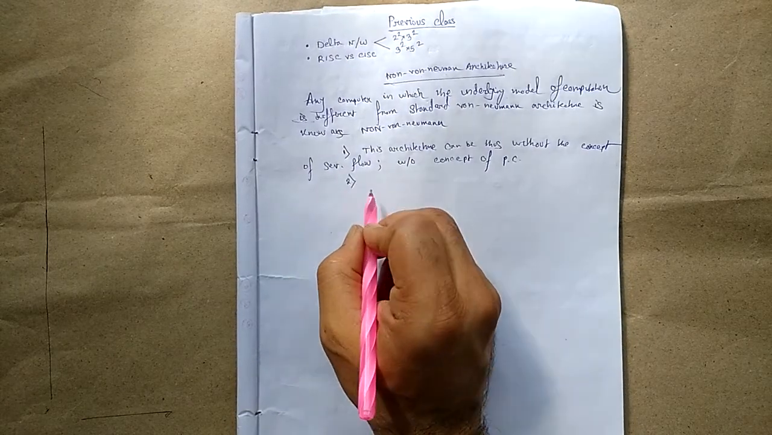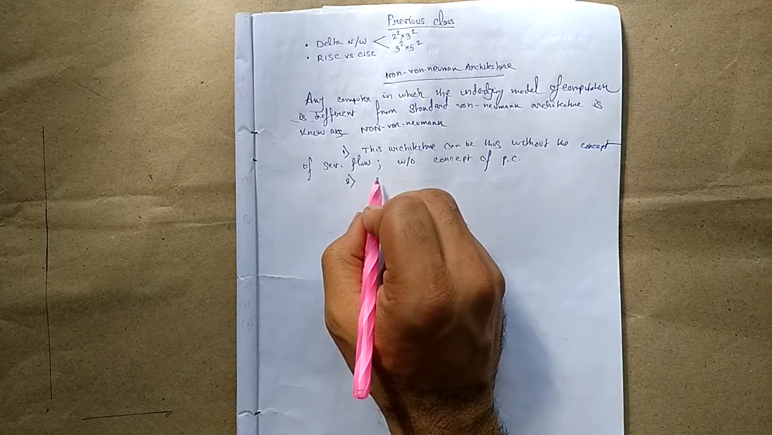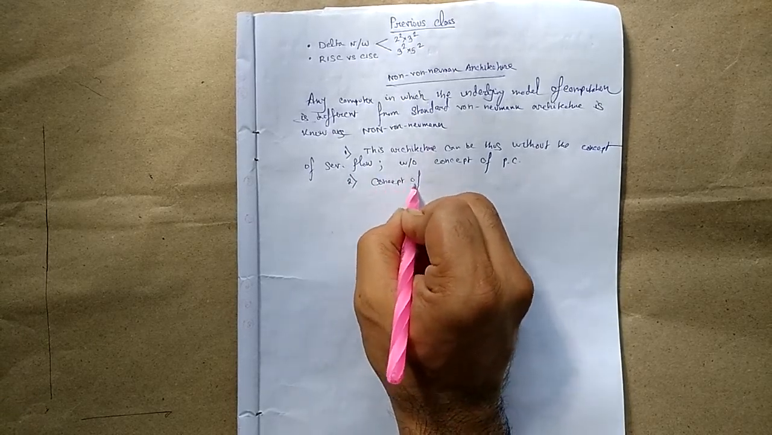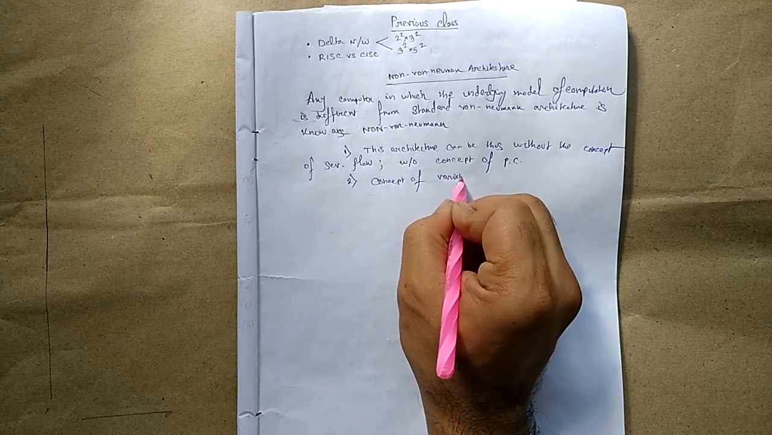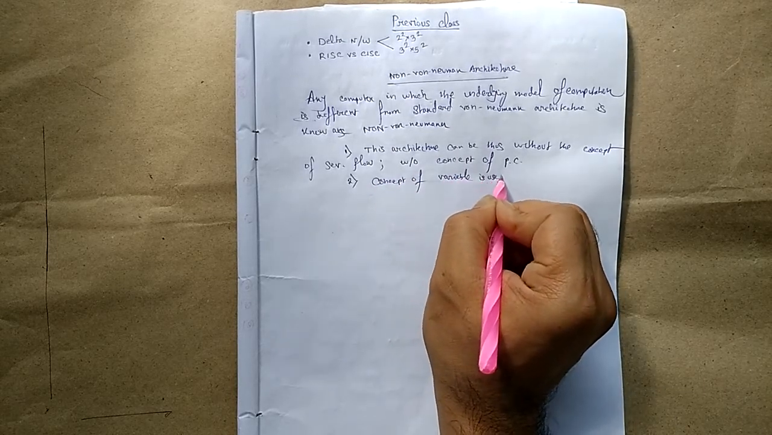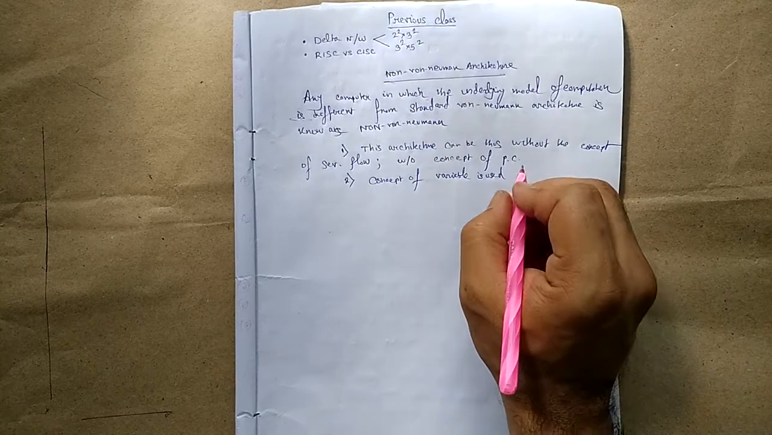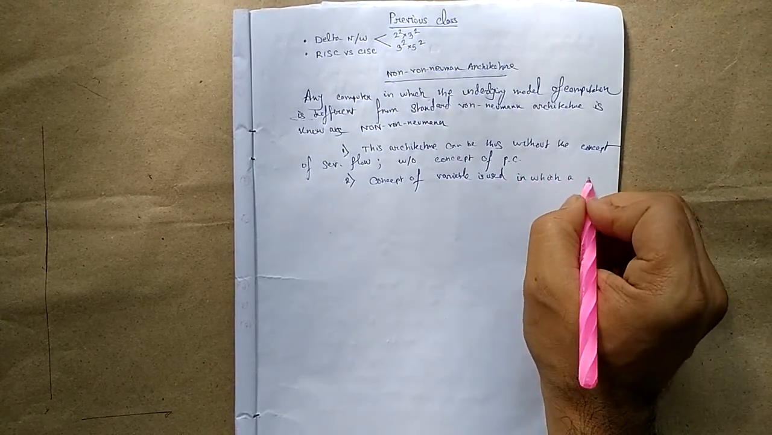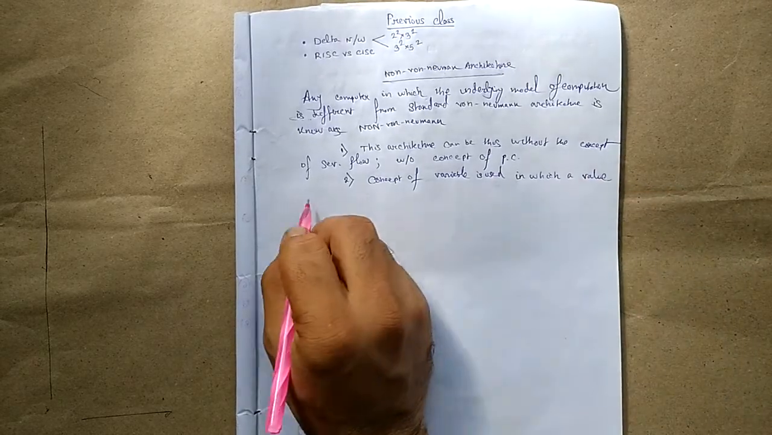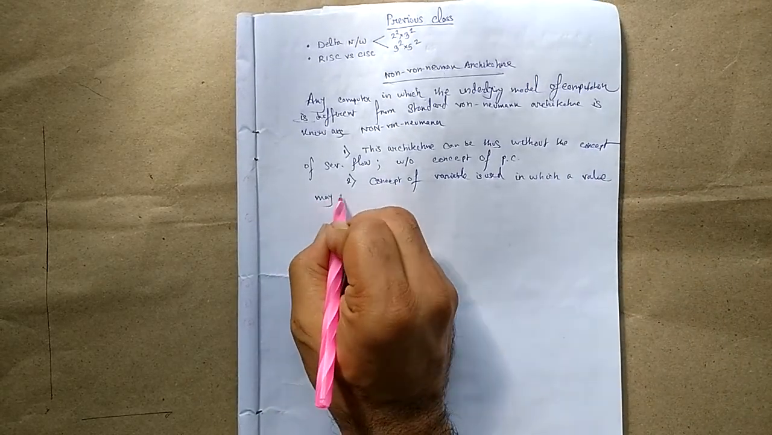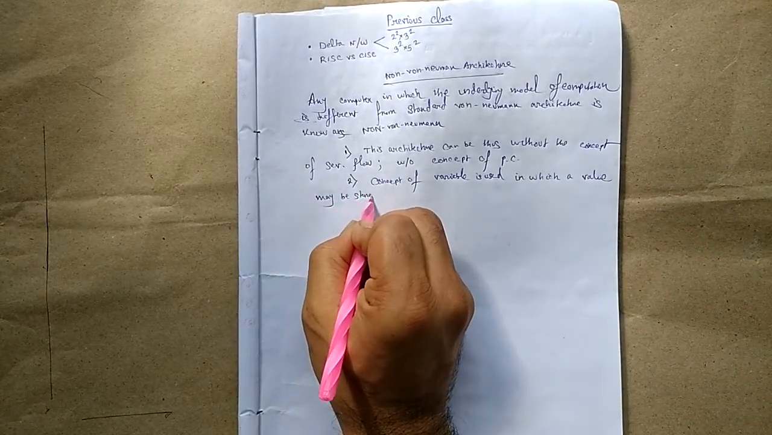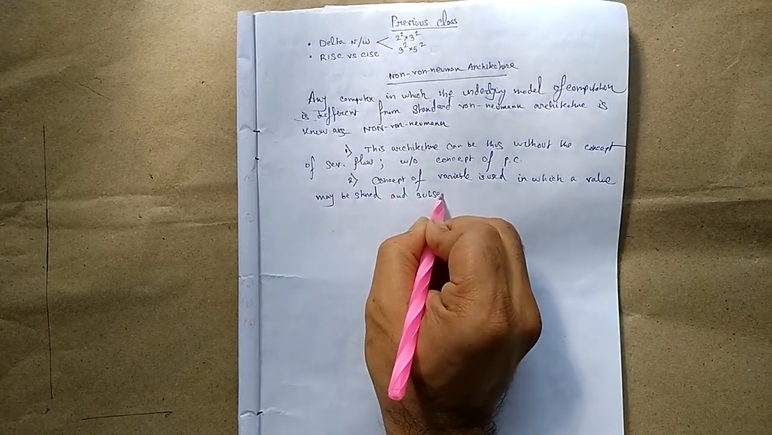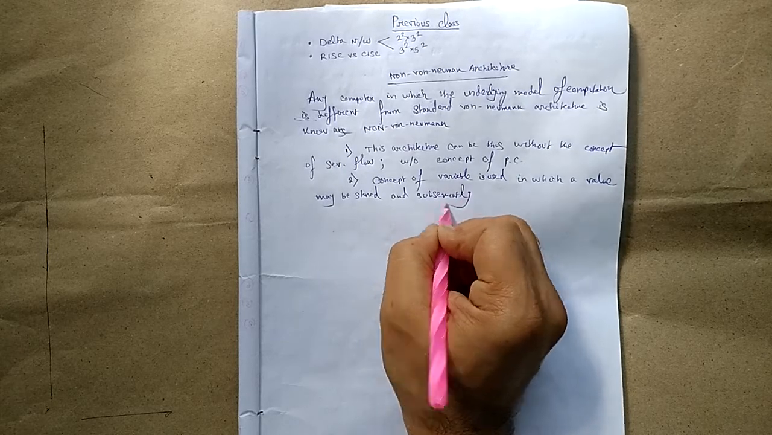Next, point number two. The concept of variable is used in this architecture, in which a value may be stored and subsequently changed.